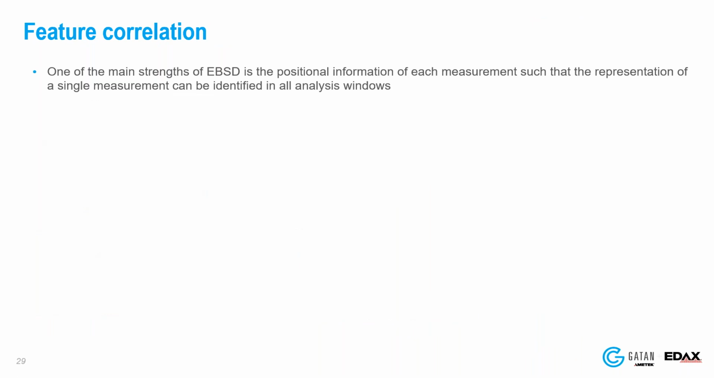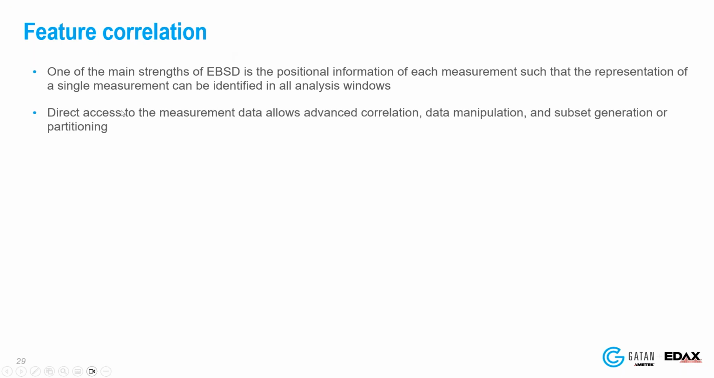Now, another very strong point for EBSD is that we know exactly where the data comes from. The source point for each pixel is very small, maximum few tens of nanometers, sometimes even smaller. And in a map, we know where that is. So this positional information is crucial, and we can use that to correlate the data. We have this direct access, so we can just pull out individual points. We can do all kinds of data manipulation or partition or subset generation.